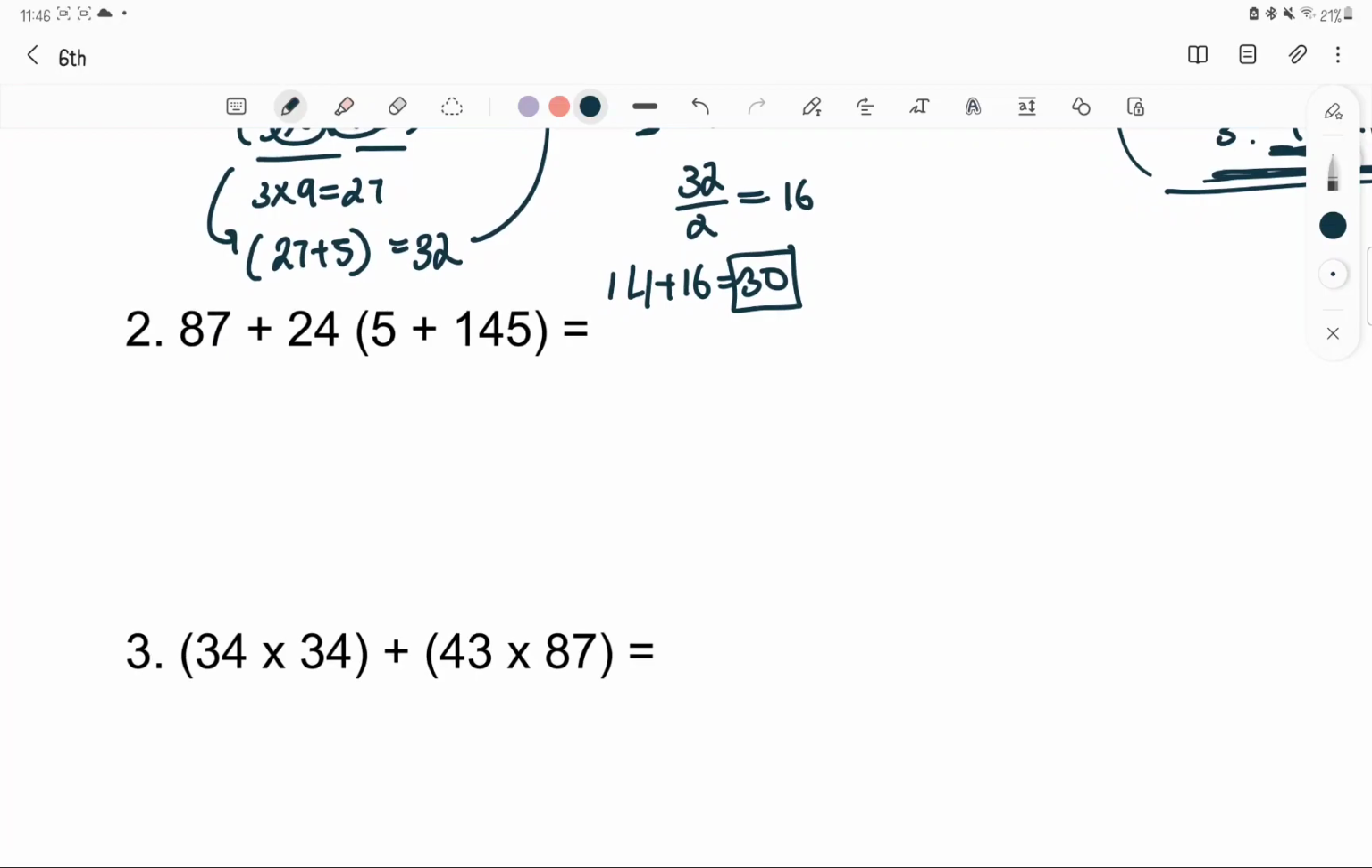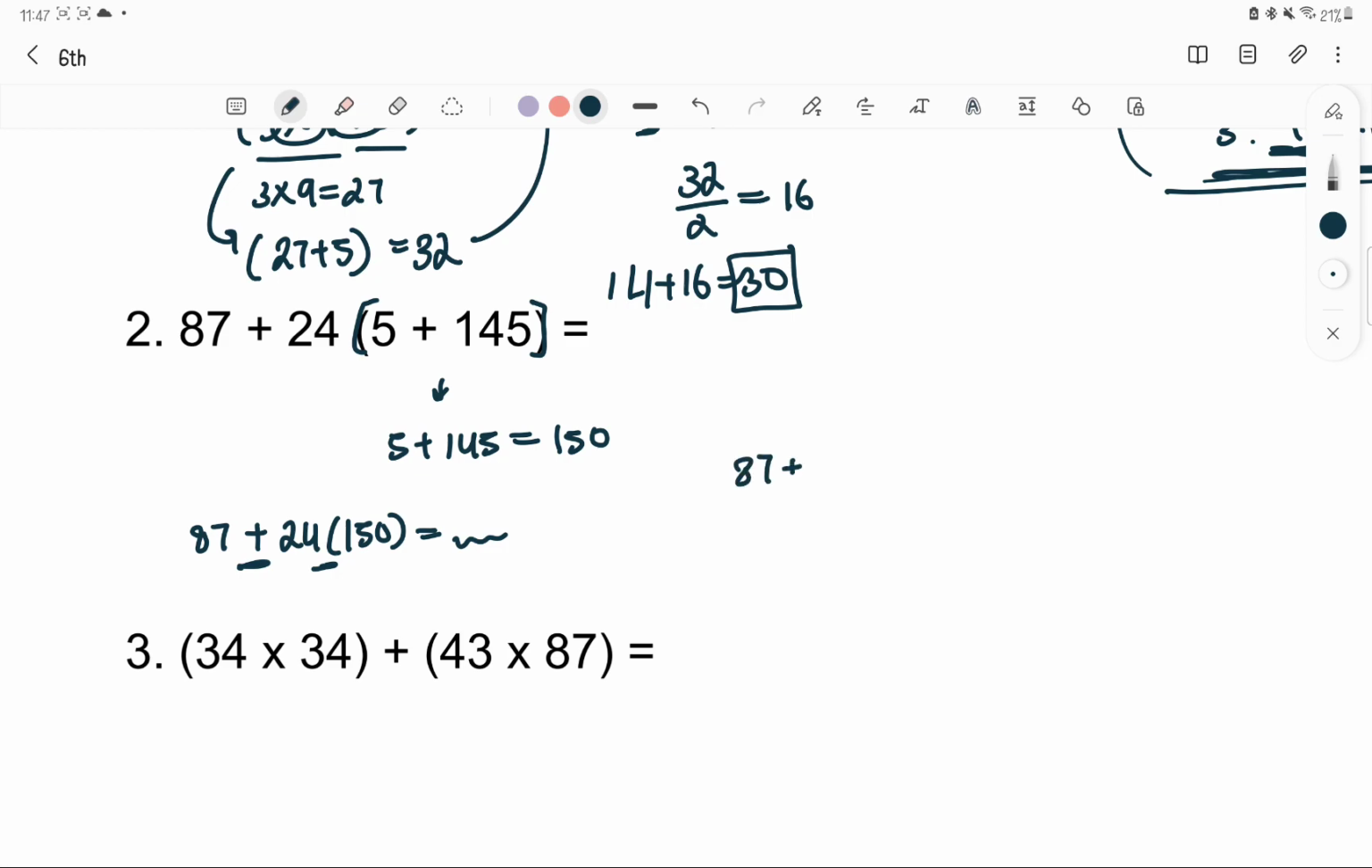And if you look at number 2, you see the parentheses, right? So if you solve the parentheses first, which is 5 plus 145, which equals 150, right? And we can rewrite this as 87 plus 24 times 150, which is equal to something. If you have just a number next to parentheses, it means multiplication. So we can see that there's addition and multiplication. What you have to do first is multiplication. So if you multiply 24 times 150, you get 3,600.